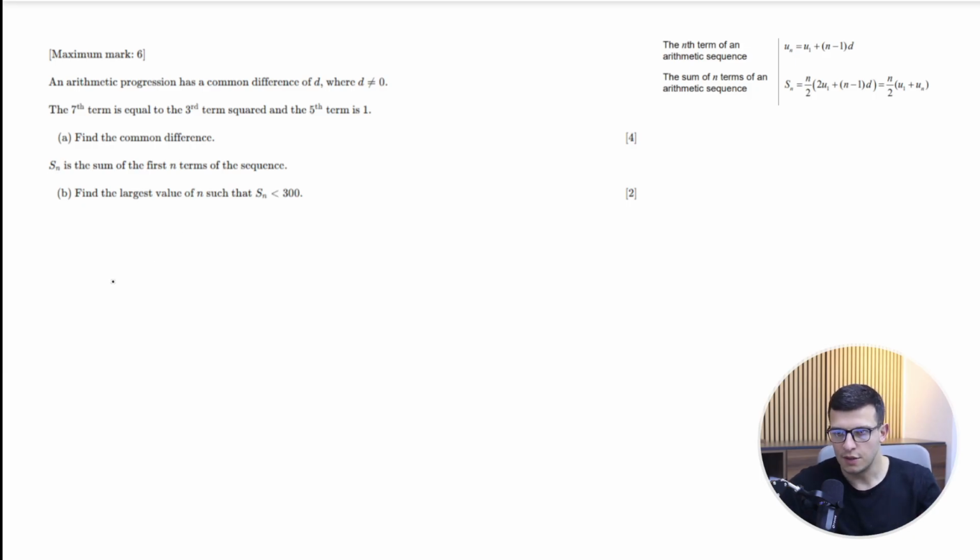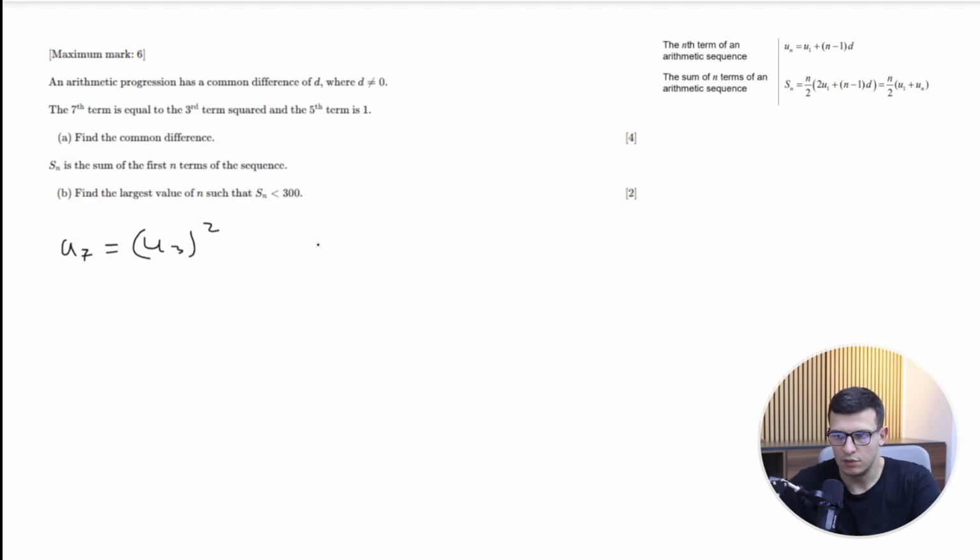All right? So let's see. It says U7 is equal to the third term squared. So let's try to represent that algebraically. So U7 is equal to U3 squared.